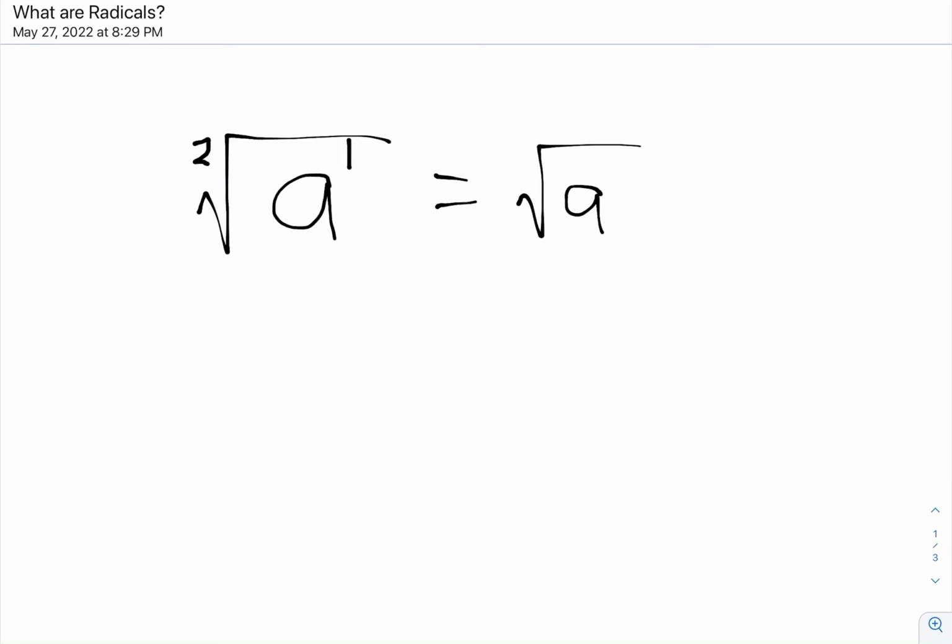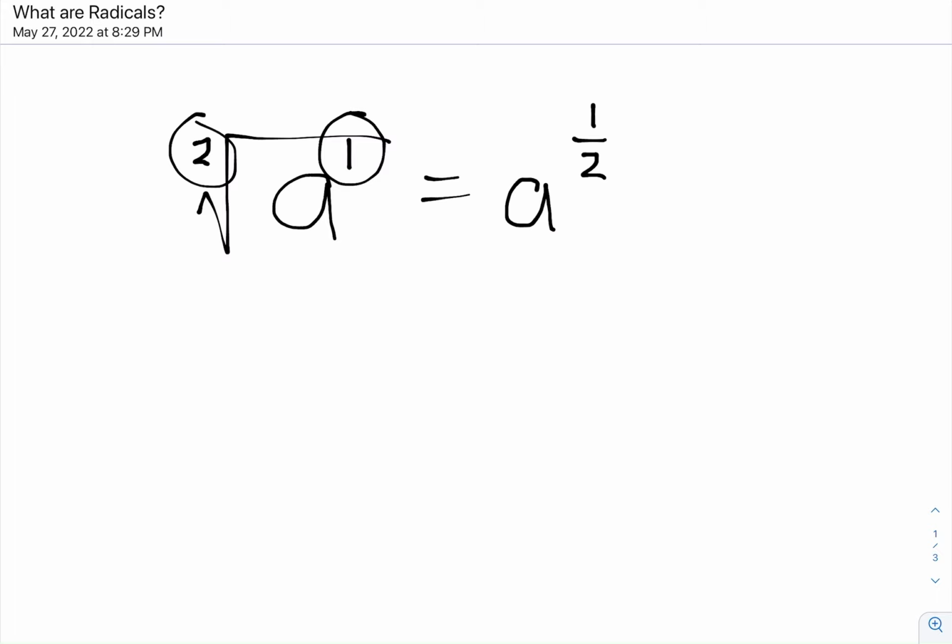The index is 2 if nothing's written, and the exponent, right, the power that a is being raised to, is 1 if there's nothing written there either. So if we were to write the square root of a as an exponent, a is our base of the exponent. The exponent that the a is being raised to inside the radical, the part inside the radical is called the radicand. Okay, we take this 1, it's the top of our fraction, and we take this 2, it's the bottom of our fraction. So anytime we're square rooting a number, we can write this as an exponent as a to the power of 1 over 2.